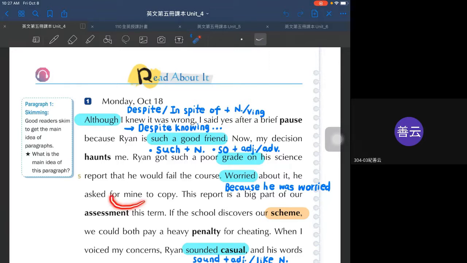So mine, yesterday I also asked the question, what does this word mine refer to? My here means what? My what? My here is, yeah, his science report, right? So this report is a big part of our assessment this term. So term also means semester. So you can also say this is going to be a big part of our assessment in this term or in this semester. So you can also write down the word here, semester.